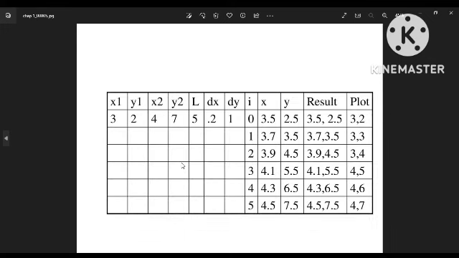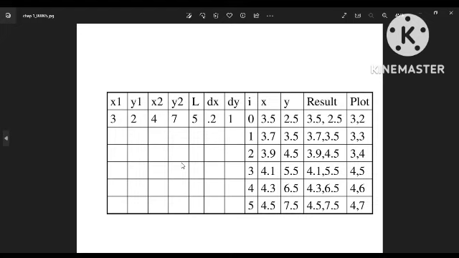And for the example, our consideration is x1 as 3 and y1 as 2, and x2 as 4 and y2 as 7. Based on these points, if we want to form a line, the length is equal to 5, and we have to consider the dx and dy values, and the i value increments beginning from 0. So when i value is 0, calculating x is equal to 3.5 and y is equal to 2.5, and the result should be taken as 3.5 and 2.5.